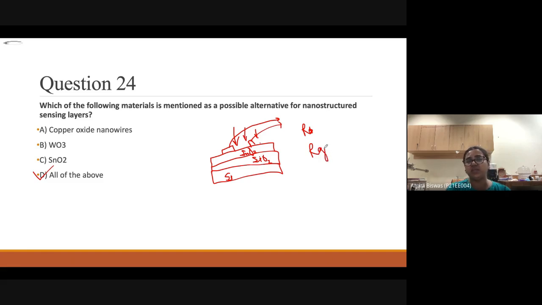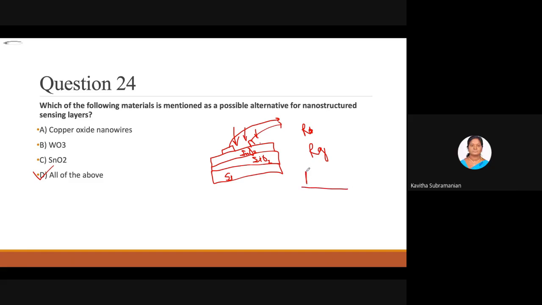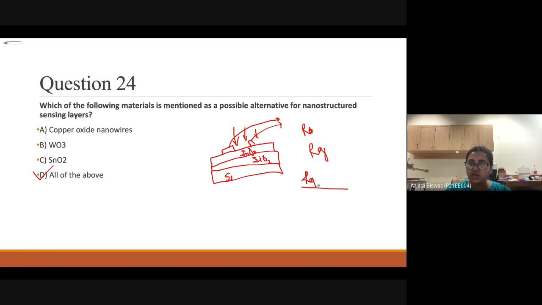So they calculate the sensitivity. How do they calculate? Delta R, the resistance change, divided by Rd. Rg is the resistance when the gas is present, and Rd is the device resistance when the gas is not present. So this is the sensitivity formula.